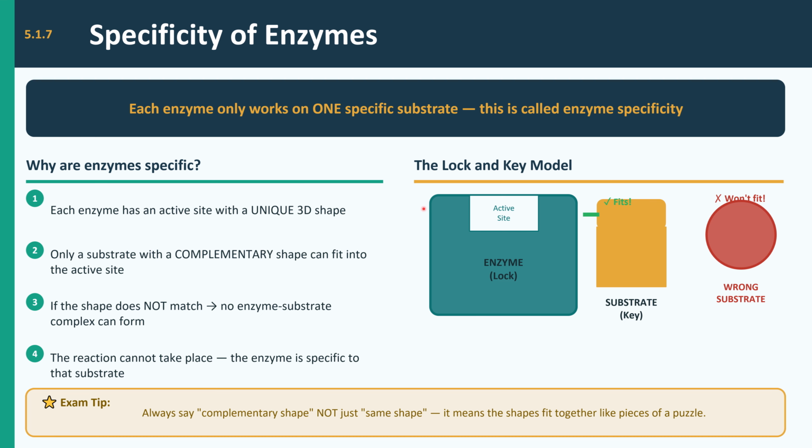Now let's discuss the lock and key model. Look at the diagram on the right. This is the famous lock and key model. The enzyme is the lock, the substrate is the key. Just as your house key won't open your neighbor's front door, the wrong substrate, the red circle, cannot trigger a reaction because it does not fit the lock's unique tumbler, or in this case, the active site.